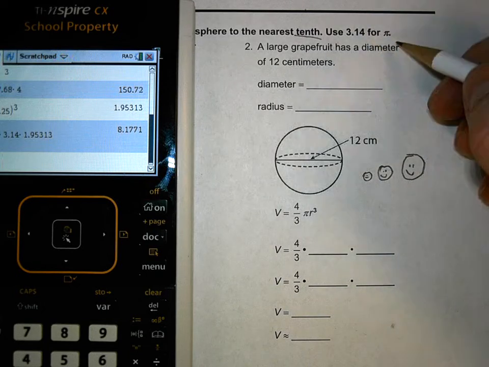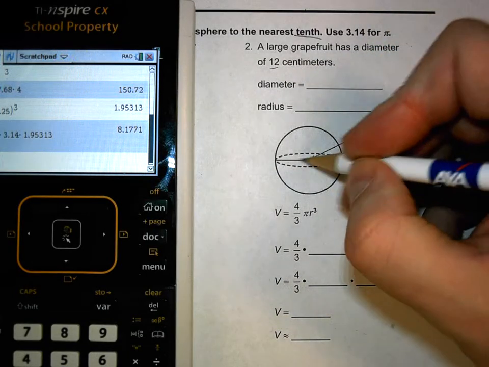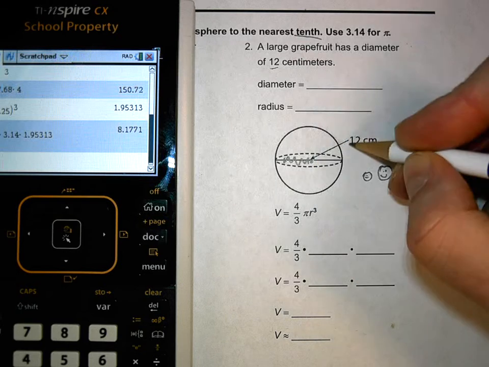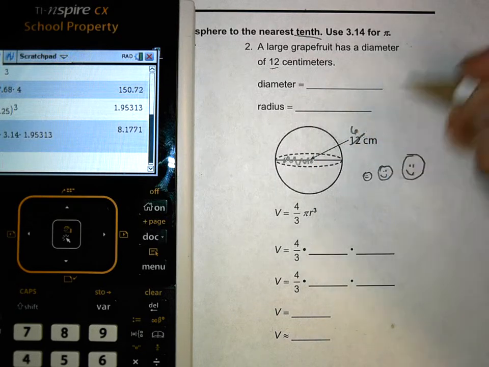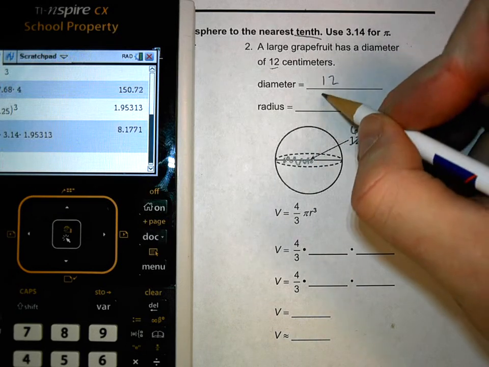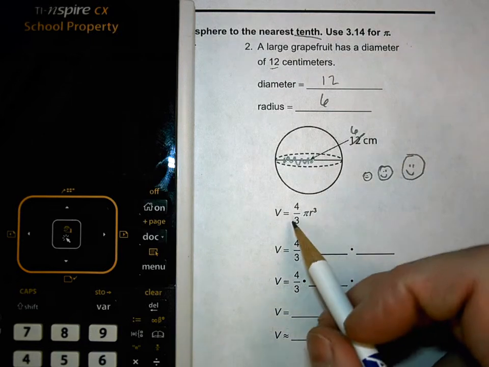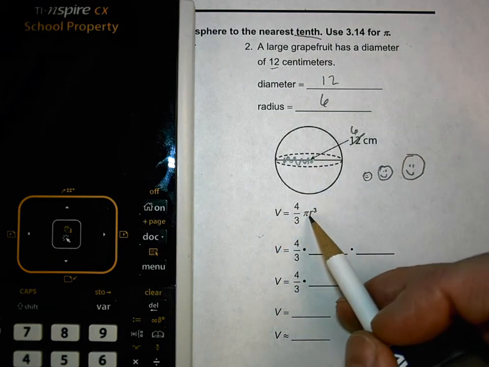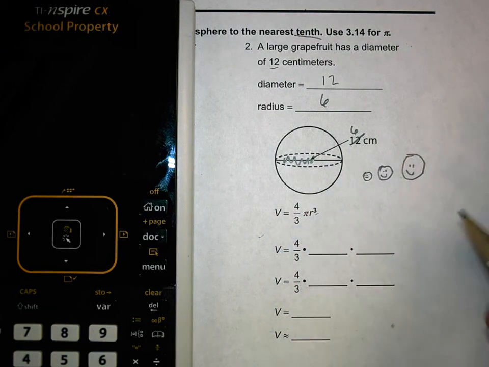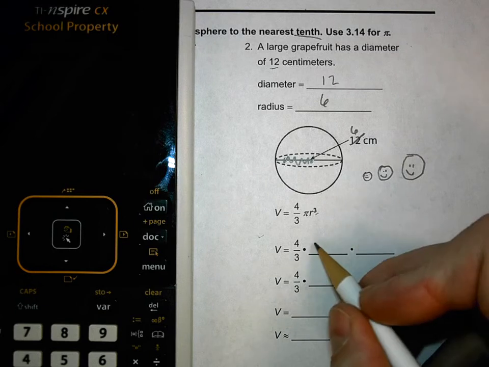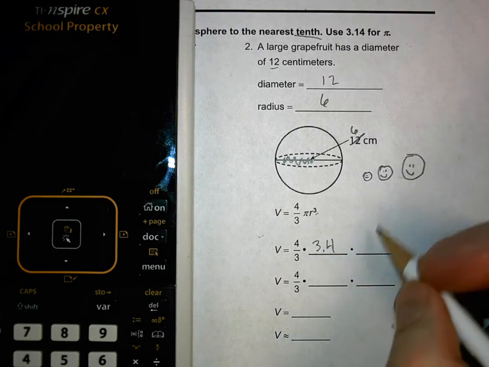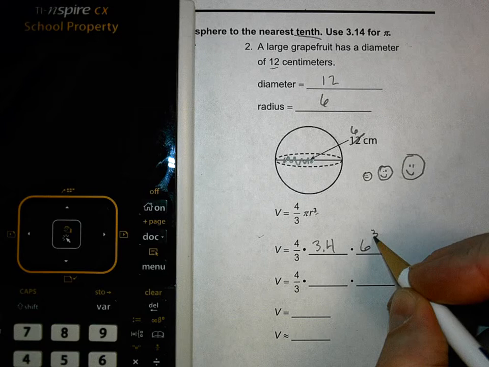So let's go through this. It has a diameter of 12 centimeters. I really don't care for the diameter. I only want the radius. So that's 6, right? The diameter is 12, but I want the radius. That's 6. So down here I get volume equals 4/3 pi r cubed. 4/3 times 3.14 times 6 to the third.